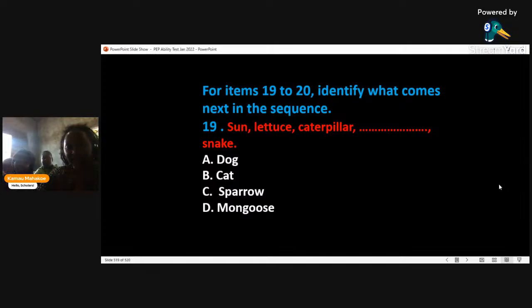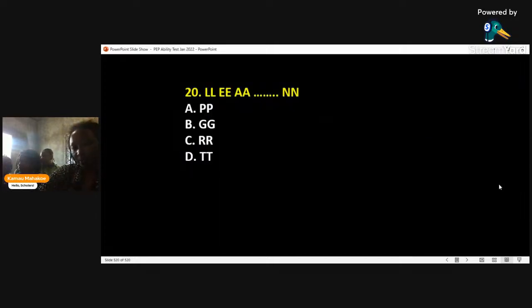Sun, lettuce, caterpillar, dash, snake. All right, so that's sparrow. None of those things, other than the sparrow, the snake can't take all of those things. Snake can kill every one of those. Yeah, but it was a mongoose. Yes, the mongoose can kill the snake, but the snake can kill the mongoose too. Yeah, depends. It would be hard. I remember you have different size snakes too. Oh, yeah, the golden cobra. All right, so it's a sparrow, right? Yeah, it's mongoose. All right, that's what that is now.